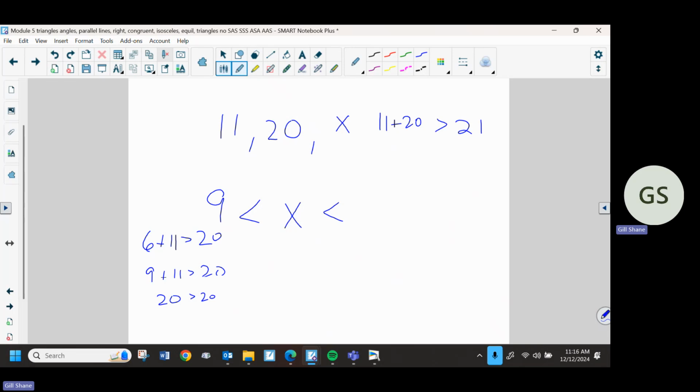And so again, does that work? Yeah, 11 plus 20. Now those are the two shortest sides. They're bigger than 21. I keep increasing this. Does this work? Oh, I can't change those. I'm sorry. That worked. Yeah, 31 is greater than 30, right?